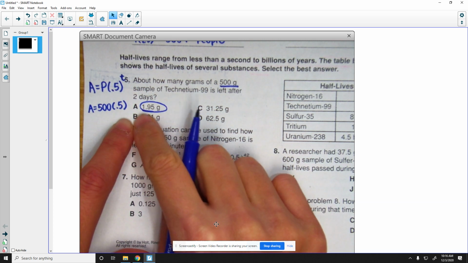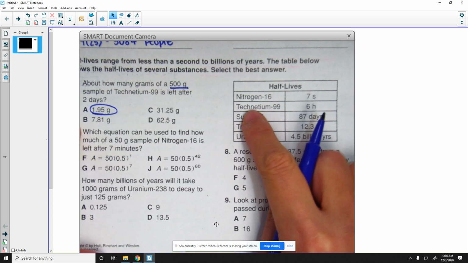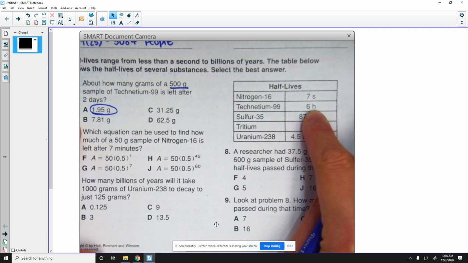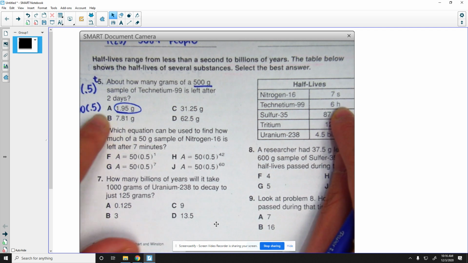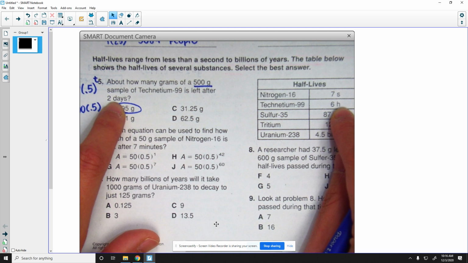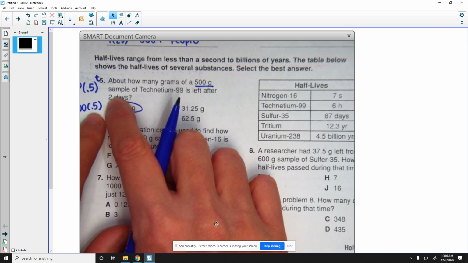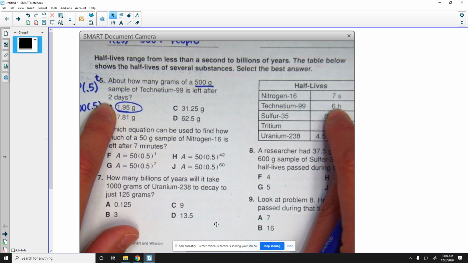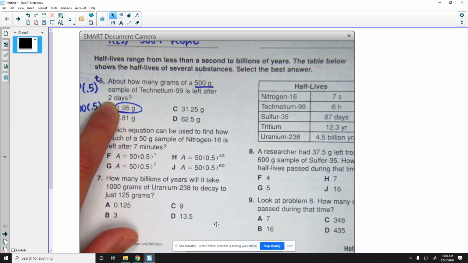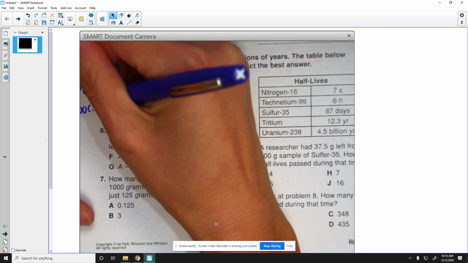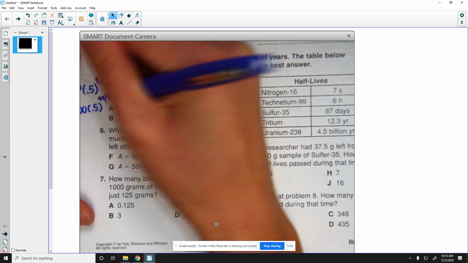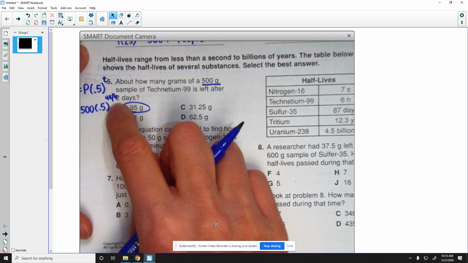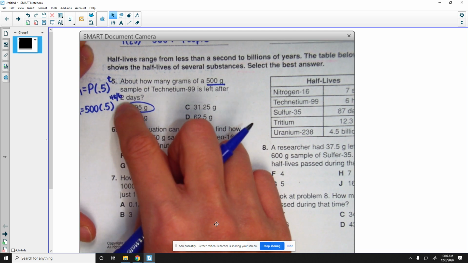I feel like he's kind of thinking about it differently, so maybe I can tell you in a different way. Look at technetium. It takes 6 hours for it to lose half of itself. We want to know how much would be left in 2 days. That's why 2 is not the time. 2 days in hours is 48 hours, because it's 24 and 24. So time is not 48, because it takes 6 hours per half-life. Your time is 48 divided by 6. That's how Kip got it: there are 8 sections of 6 in 48.